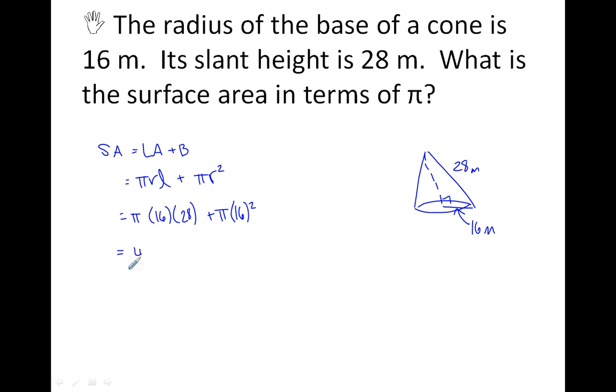So 16 times 28, we get 448. 16 squared is 256. So 448 plus 256, we get 704 pi. Our unit is meters, so our answer is in meters squared. Okay, very straightforward, very simple.